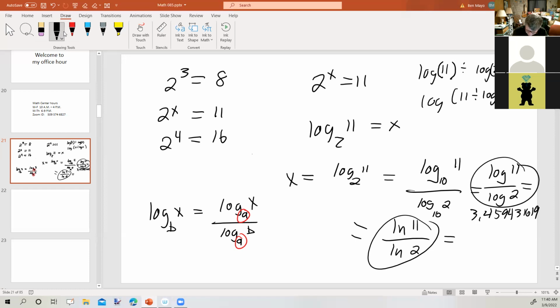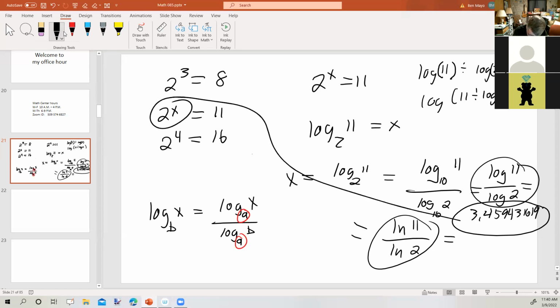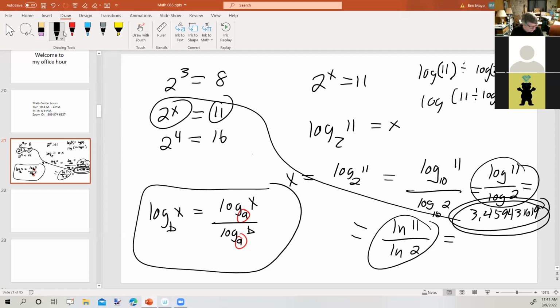Okay. Now, what this is saying is that this, and again, that number is rounded, but this is the number that would go here. So 2 raised to the 3.459431619, blah, blah, blah, would be approximately 11. And I say approximately because this is rounded off. Okay. So that's the change of base formula. Let's apply that to some examples.